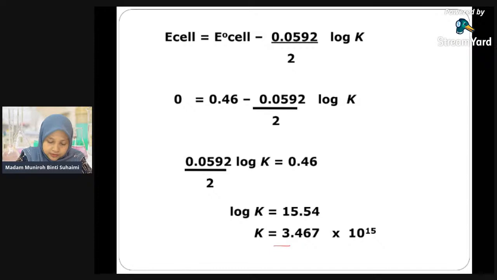Okay, next we go for the electrolytic cell.